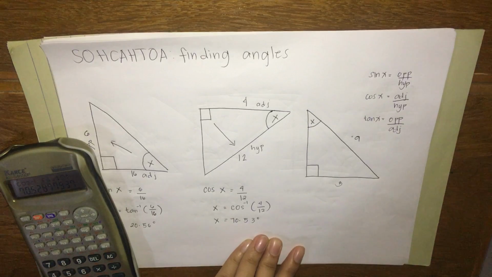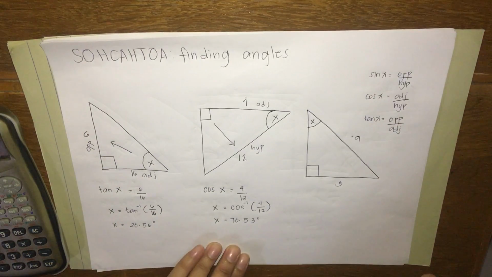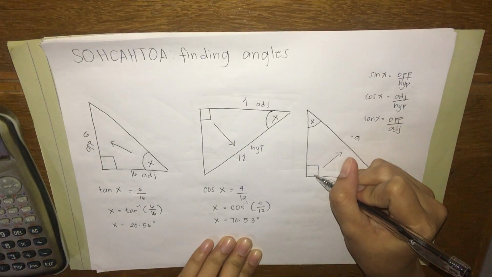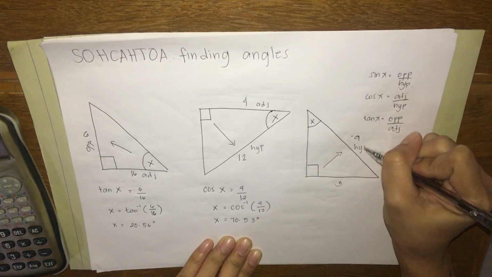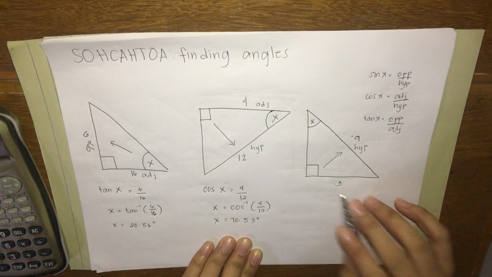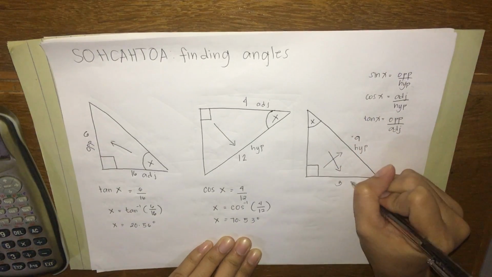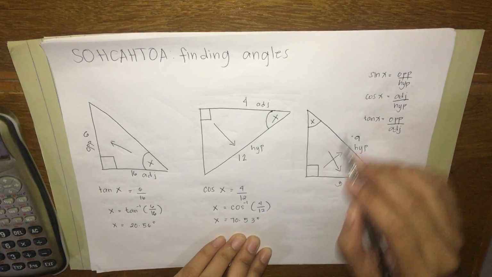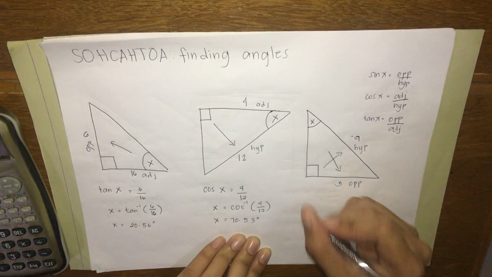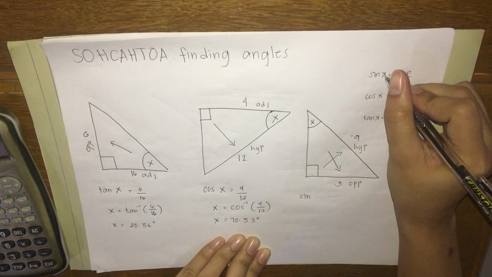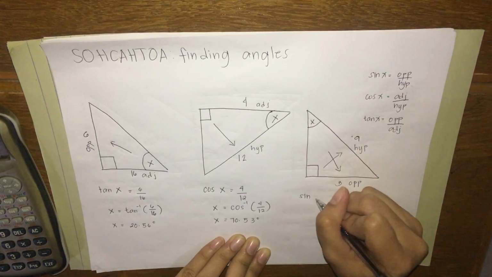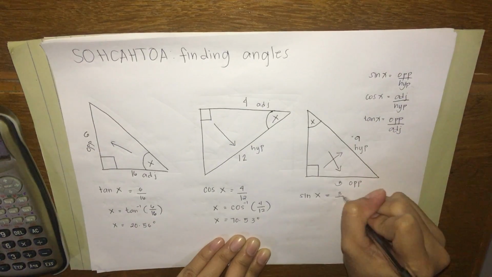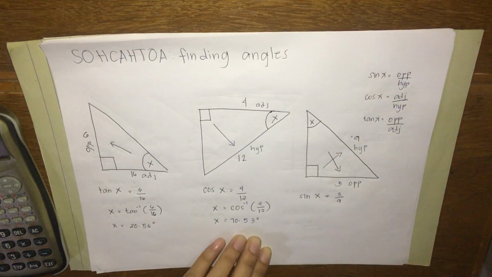So in the last example, again, we're going to identify which side is the given side. So we have the opposite of the right angle, so we have the hypotenuse. And here, the 3 here is the opposite of the angle, so we have the opposite. So we're going to find opposite and hypotenuse. So we're going to use the sine equation. So sine of angle, which is x because it is unknown, is equal to the opposite, which is 3, over 9, which is the hypotenuse.